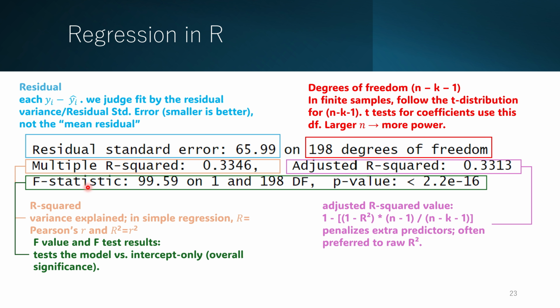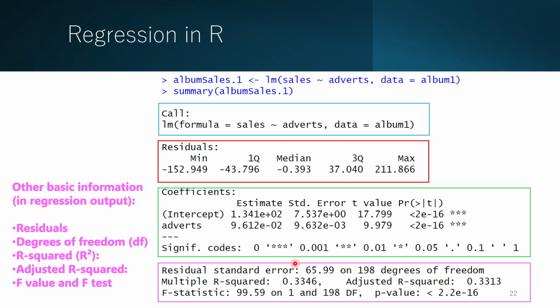And this is the F statistic, the F value and F test result. It tests the model versus the intercept-only case; that is the F test. So most of the output of summary in R can be read.